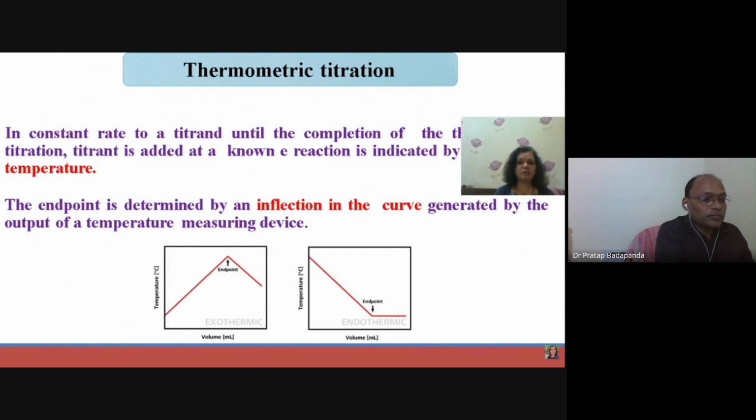If both of them are kept at constant temperature and I measure the change in temperature of the reaction mixture by thermocouple, then I can determine the end point by plotting a graph of temperature versus volume of titrant added from the burette, where this inflection in temperature is the end point of your titration if the reaction is exothermic, and this is the end point if the reaction is endothermic. We are going to find out the thermometric titration curves in detail too.